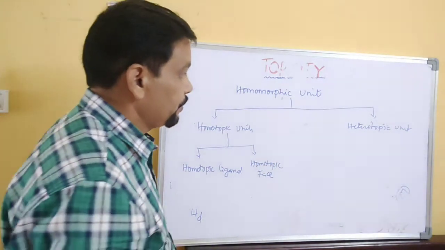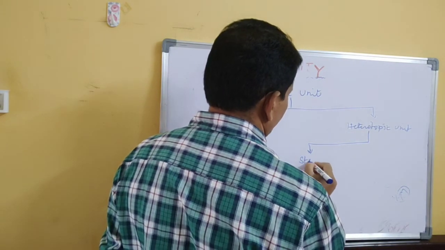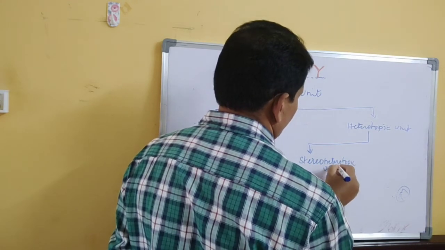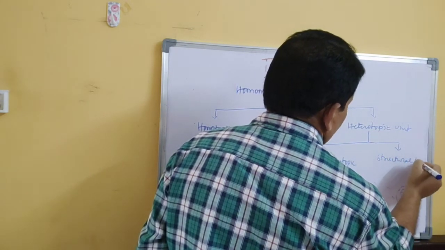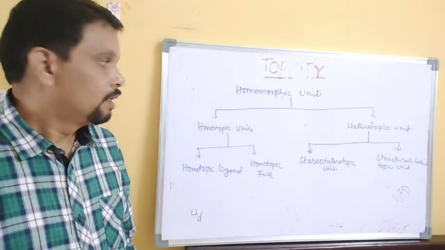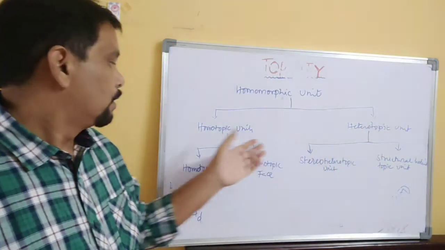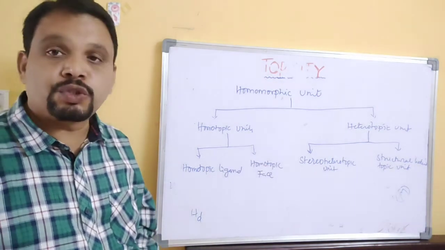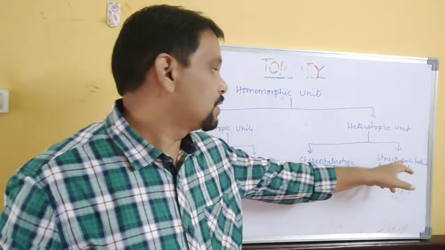Heterotopic units can be classified as stereoheterotopic units and structural heterotopic units. So homomorphic units can be broadly classified into homotopic units and heterotopic units. Homotopic units are further divided into homotopic ligand and homotopic phase, and heterotopic units are further classified as stereoheterotopic units and structural heterotopic units.